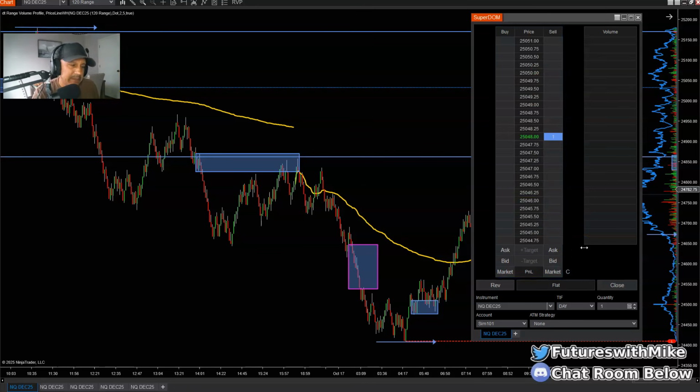Sometimes I use a chart trader, sometimes I use a SuperDOM, but that's how I enter my trades, just as a quick reference. Again, buy bid when going long, okay?